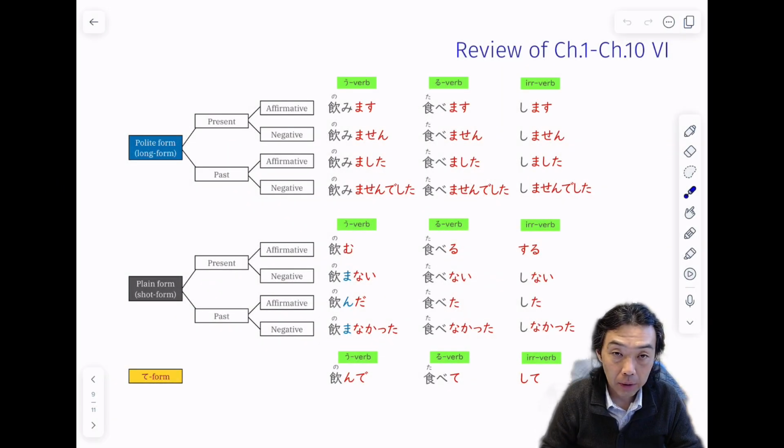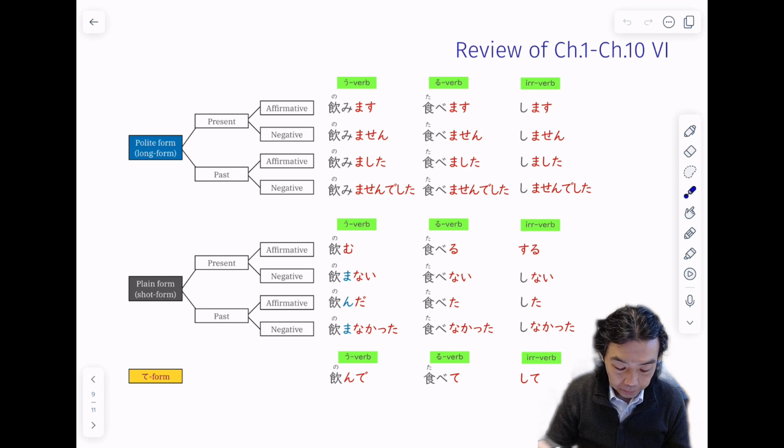Hi, this is Tomonori, your instructor for Japanese 103, and today we are going to review verbs in chapter 1 to chapter 10 and the verb conjugation.